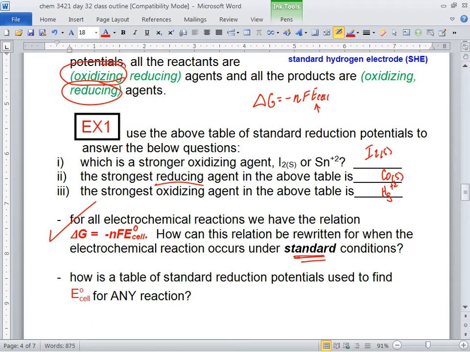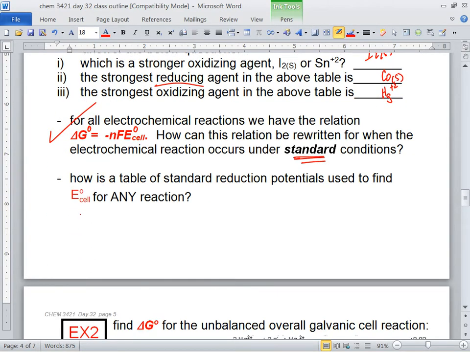Where else do you put a superscript 0? The delta G. So that means use what to get that delta G? Use tables. Okay, so superscript pretty much always means standard conditions, but that means, hey, use tables. They're just being a little picky is all. How are the table standard reduction potentials used to find E0 cell for any reaction?